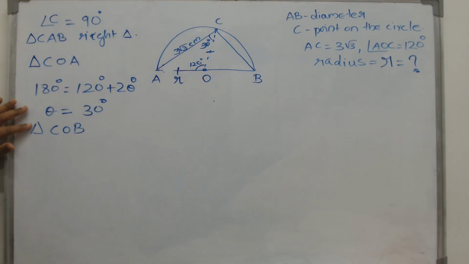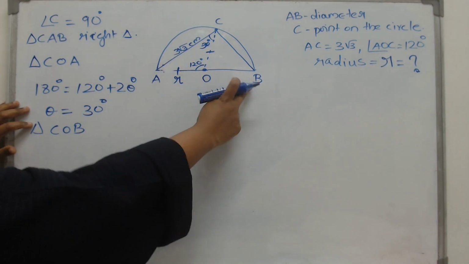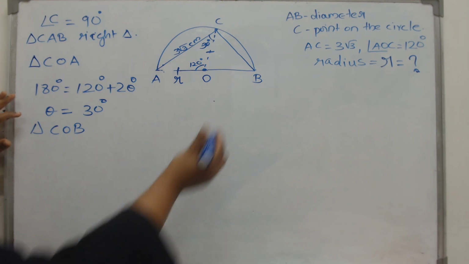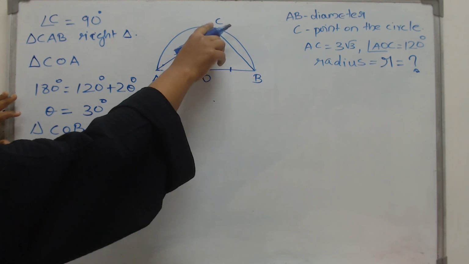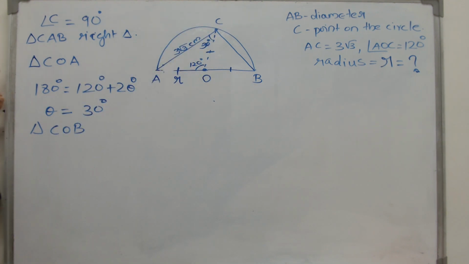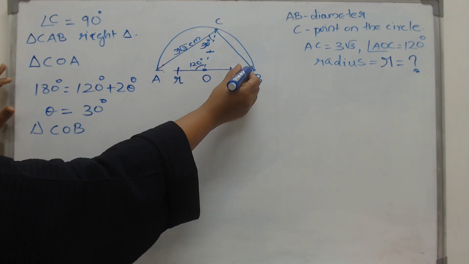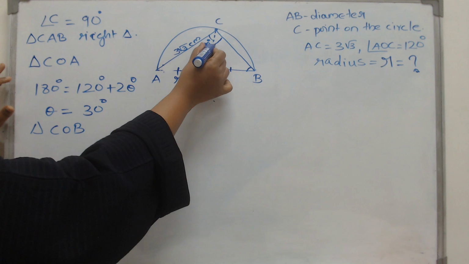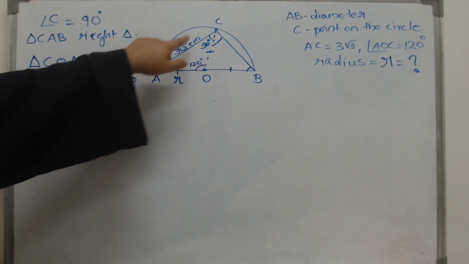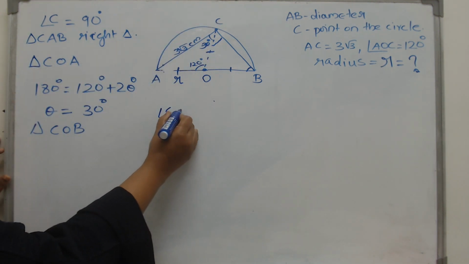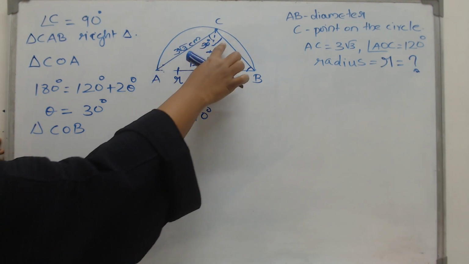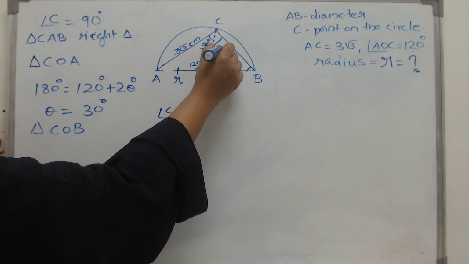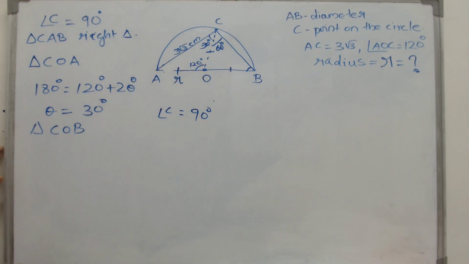Now move on to triangle COB. Again, what do you have? An isosceles triangle, because OB and OC are both the radii of the circle. So again, two equal sides means what? Two equal angles. But then we know that the whole of angle C is 90 degrees. This much is 30, which means this angle is what? 60 degrees. You have a 60 degrees here.